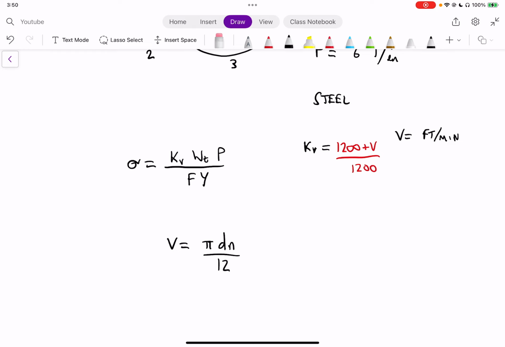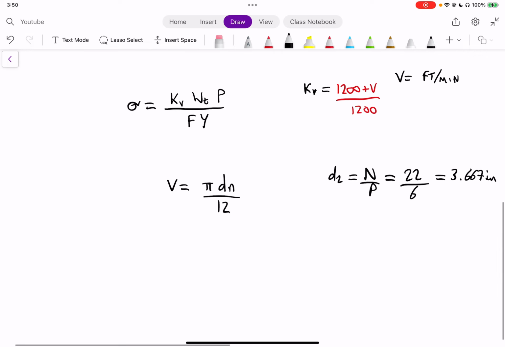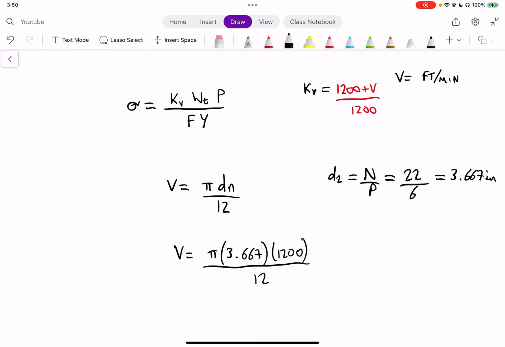So we can write that d2 is equal to N over P, just by rearranging the diametral pitch equation, which would be 22 teeth divided by 6 teeth per inch. We get that diameter 2 is equal to 3.667 inches. Now we can say that velocity is equal to pi. Remember that the 12 takes care of the units for us, converting inches to feet. So we have pi times 3.667 times 1200 divided by 12, and that gives us 1,152 feet per minute for our velocity.